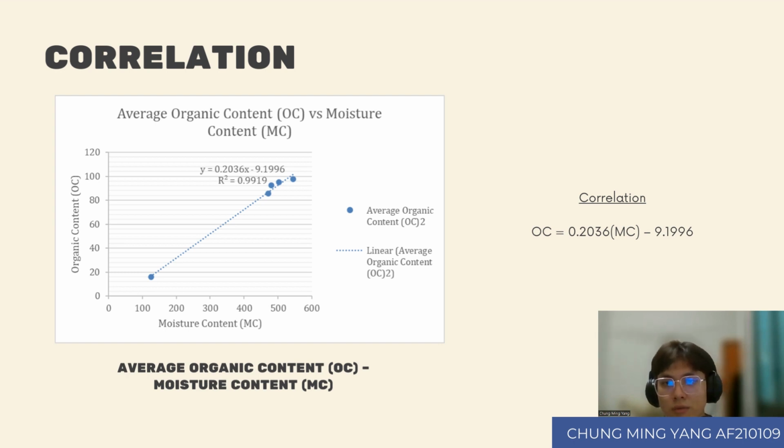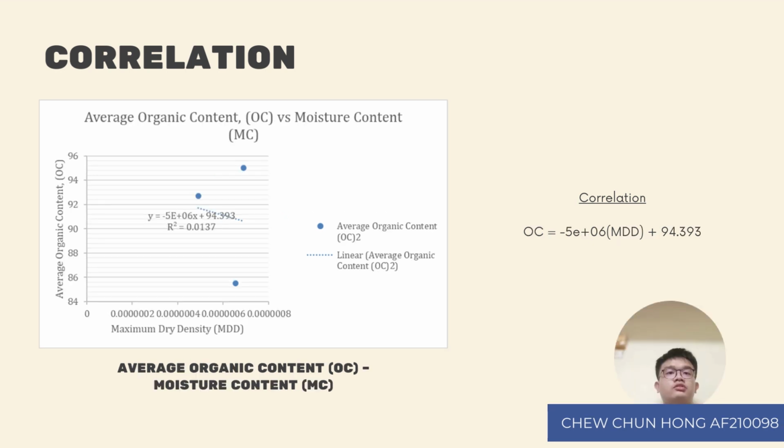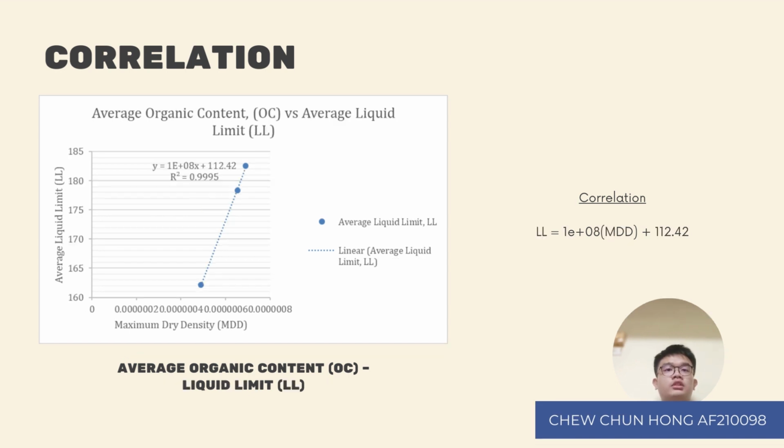This is the correlation graph of average organic content to the moisture content of the peat soil in Parit Nipah. The correlation equation is organic content equals 0.2036 times moisture content minus 9.1996. This shows the graph of correlation between shear strength, sigma, and moisture content, MC. Next, this graph shows the correlation between average organic content, OC, and moisture content, MC. And the last one is the graph of correlation between average organic content, OC, and average liquid limit, LL.